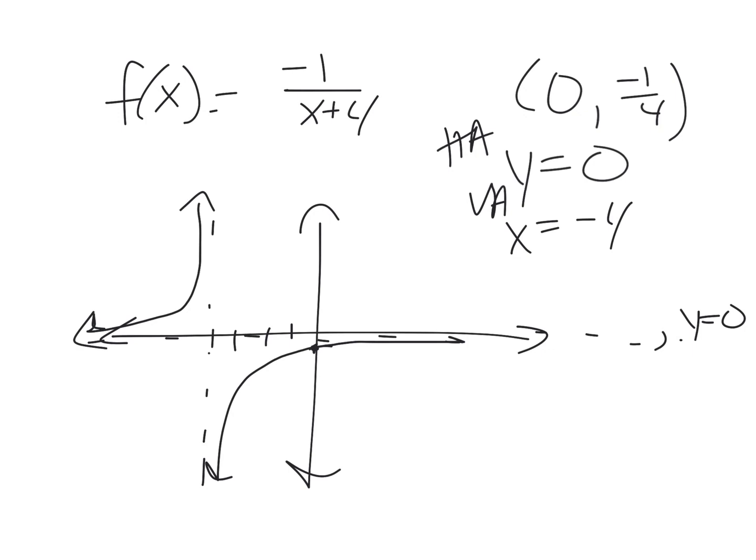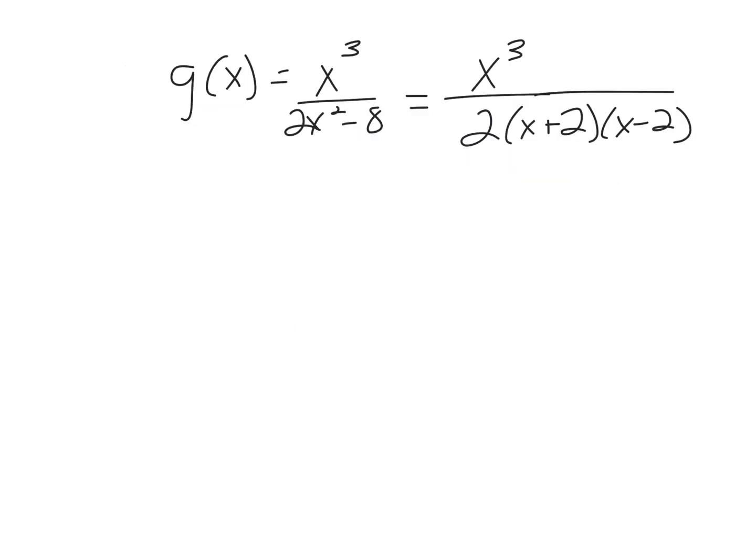We pick a point. Let's say we picked -5. -5 will get us an output of +1. So -5, 1 will be right there. Okay? That was a little simpler than the last one. So we got the original function here.